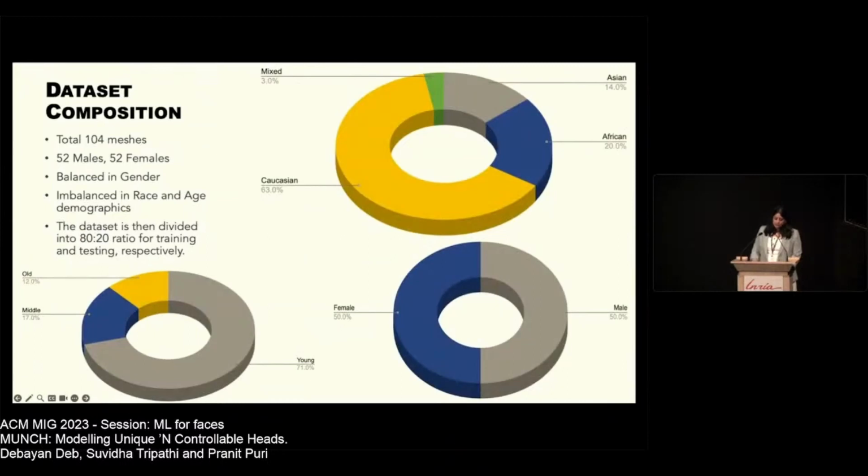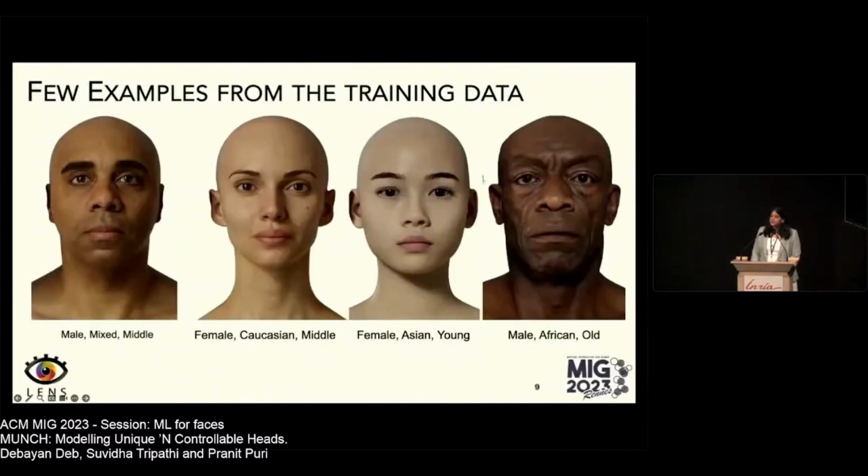Our dataset comprised a total of 104 meshes only. So you can see that we had a very small dataset, and we had to work on only 104 meshes as a training and testing dataset. The demographics include 50% males and 50% females. It was balanced in gender, but it was imbalanced with age and race demographics. Then the dataset was divided into an 80:20 ratio for training and testing, respectively. Here are some examples from the training data.